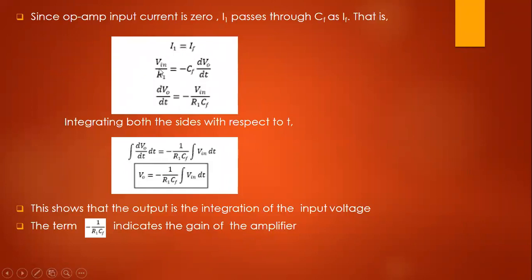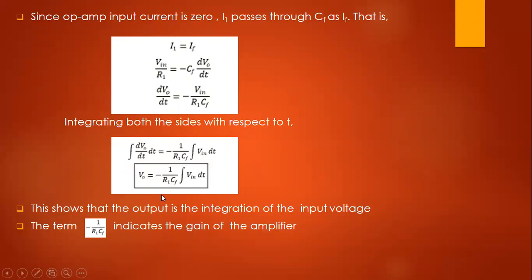So here I1 is Vin by R1 and IF is equal to minus CF into d by dt of V0. So therefore dV0 by dt is equal to minus Vin by R1 CF. So now integrating both the sides with respect to t, the integration of d by dt of V0 dt is equal to minus 1 by R1 CF, which is a constant, times the integration of the input voltage, that is Vin dt. So therefore output voltage V0 is equal to minus 1 by R1 CF integration of Vin dt.